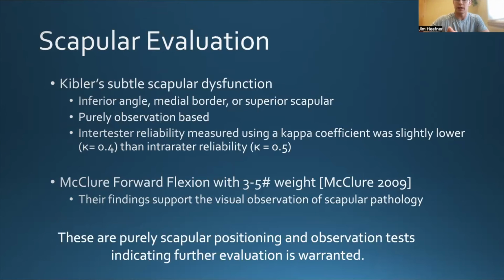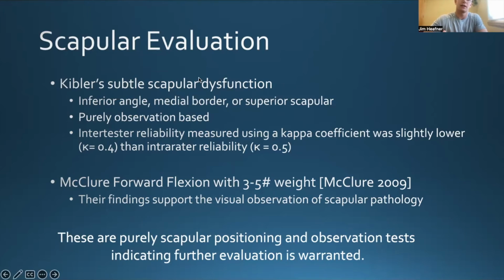We talked about stabilizing through the scapula a minute ago, and the test that's used for that is called the Kibler's subtle scapular dysfunction test. And what we're looking at is the position of the inferior angle, the medial border, and the superior scapular angle. And this is a purely observational test.